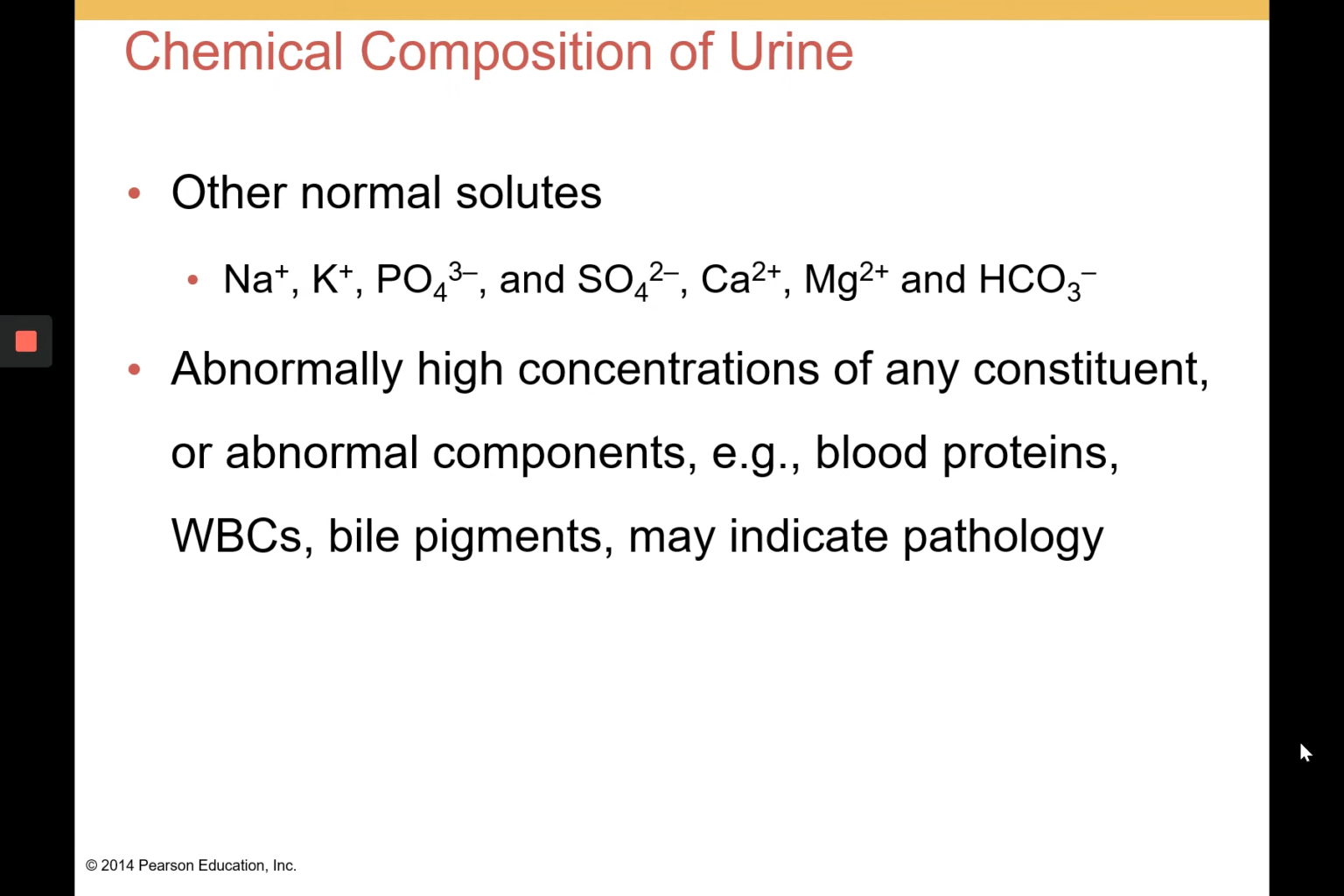Other things you might find in urine: sodium, potassium, phosphate, sulfate, calcium, magnesium, bicarbonate. So just different ions that we've talked about in some respect throughout this PowerPoint. If there's any abnormally high concentration of things like plasma proteins, or whole cells like a leukocyte or white blood cell, or bile pigments which are used for the emulsification of fats, this could indicate something's wrong with your filtration membrane or with your GI tract or other parts of your body. So it may indicate a pathology.